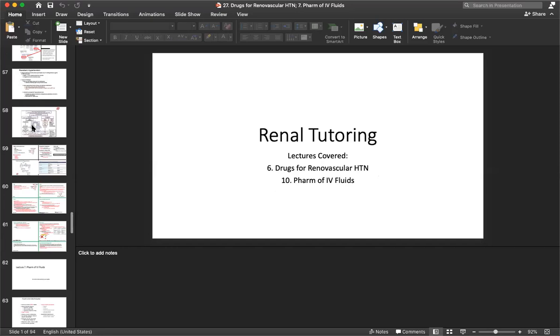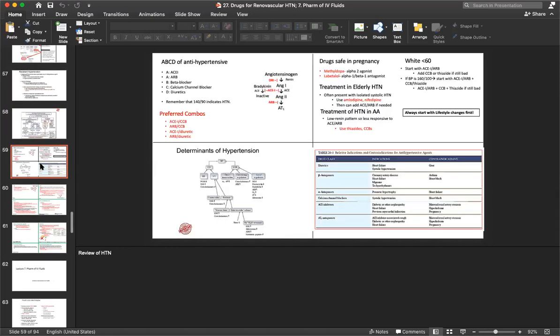Like I did last year, I included some extra stuff in here about what I thought would be important in red, and these are like my little Pharm guides. This is just a review of hypertension. This is what I would know from them. We'll just go over that part. We have our ABCDs of antihypertensives. Our preferred combos are going to be ACE inhibitors or ARBs with our calcium channel blockers, or an ACE inhibitor or ARB with a diuretic.